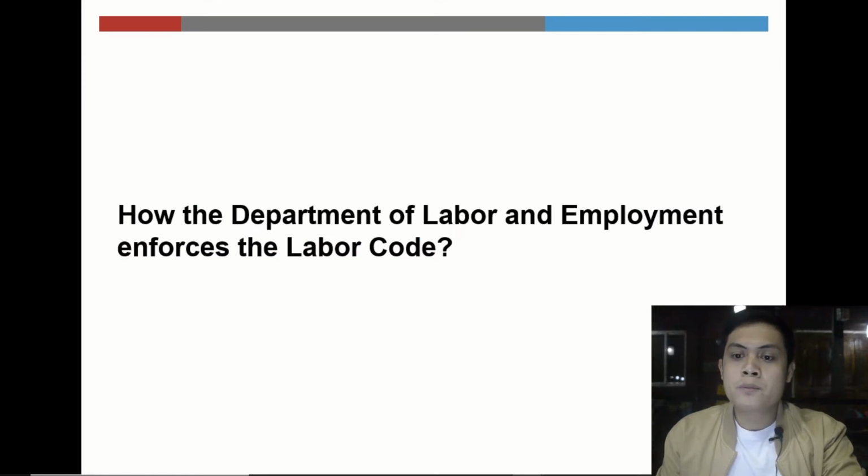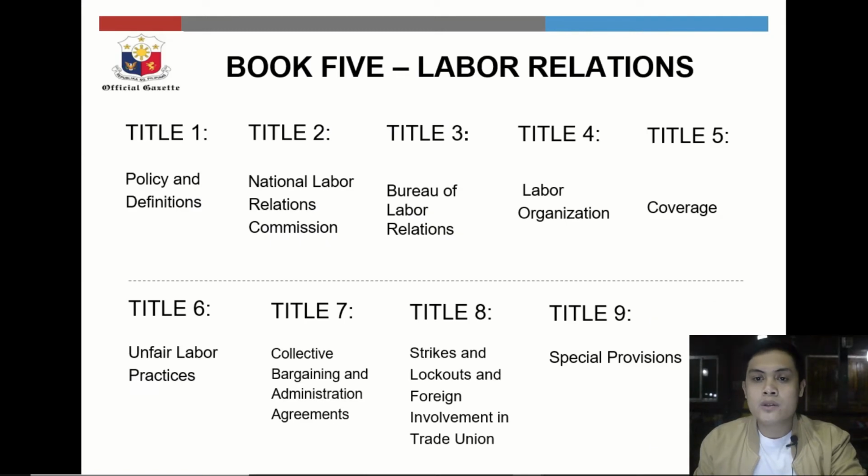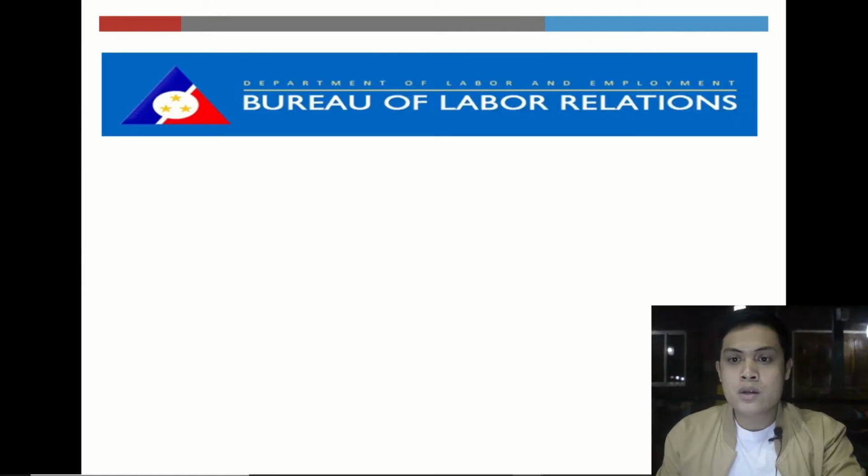So, how does the Department of Labor and Employment enforce the Labor Code? It is written in Book 5 of the Labor Code, which is about labor relations and is divided into 9 titles: the Policy and Definitions, National Labor Relations Commission, Bureau of Labor Relations, labor organizations, coverage, unfair labor practices, the CBAs, the strikes and lockouts, and the special provisions.